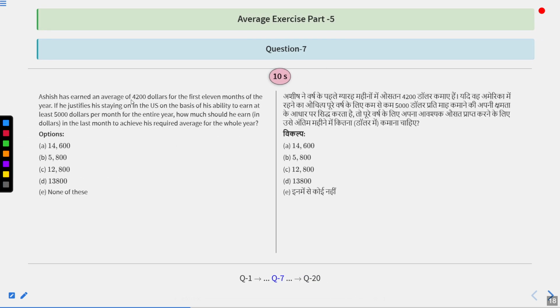Assis has earned an average of $4,200 for the first 11 months of the year. If he justifies his staying on in the US on the basis of his ability to earn at least $5,000 per month for the entire year, how much should he earn in dollars in the last month to achieve his required average for the whole year? You have 5 options and 10 seconds to analyze the question. Your time starts now.